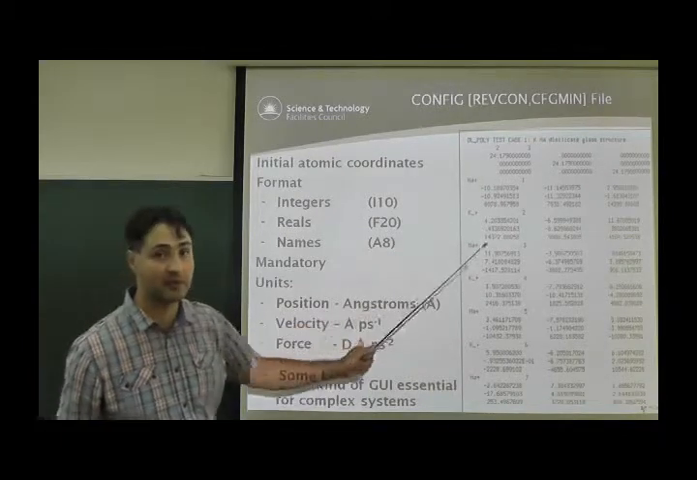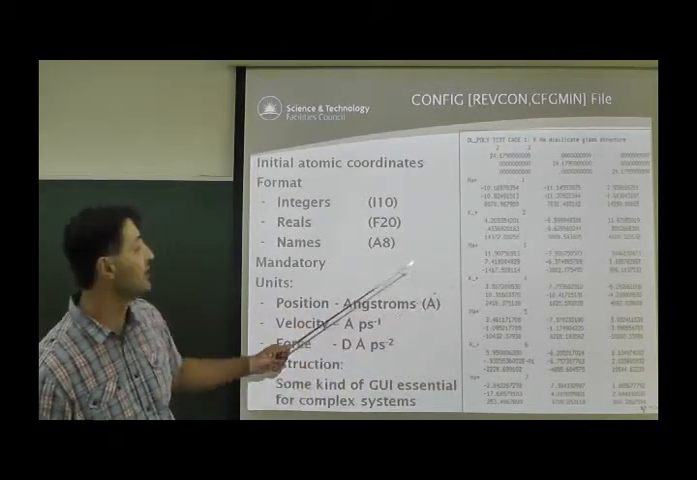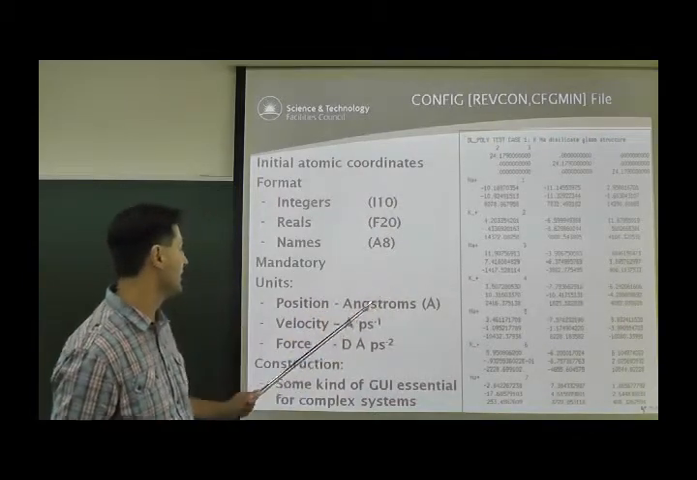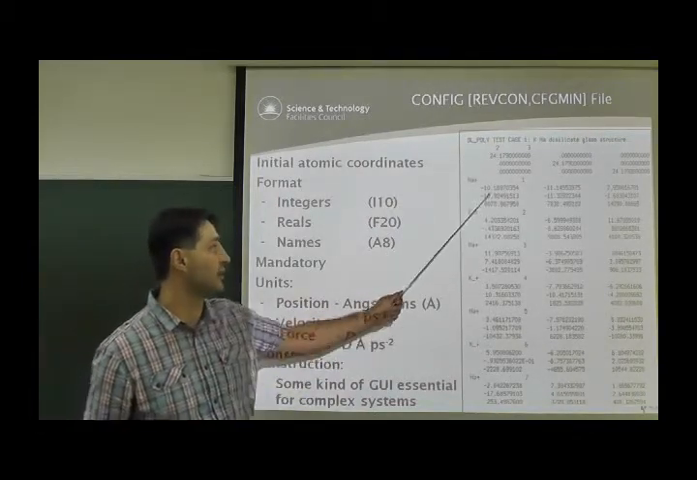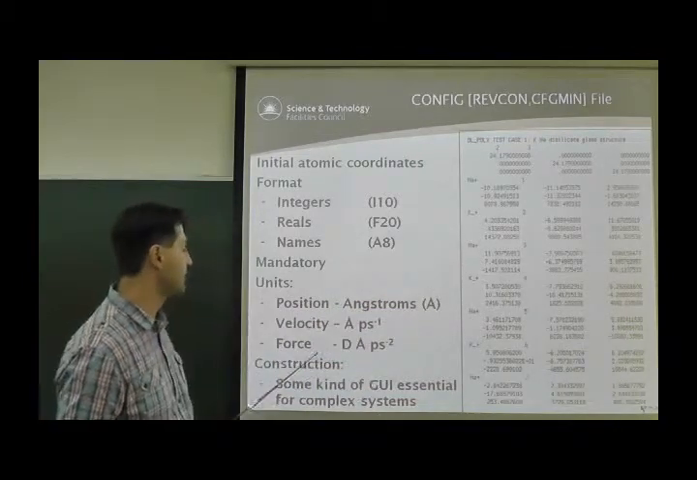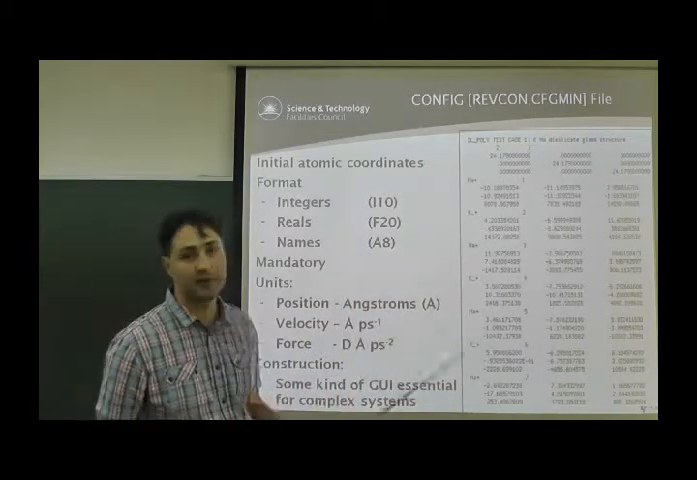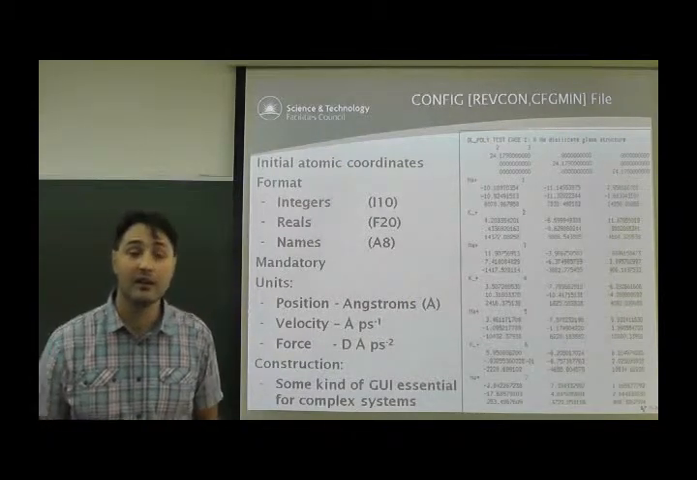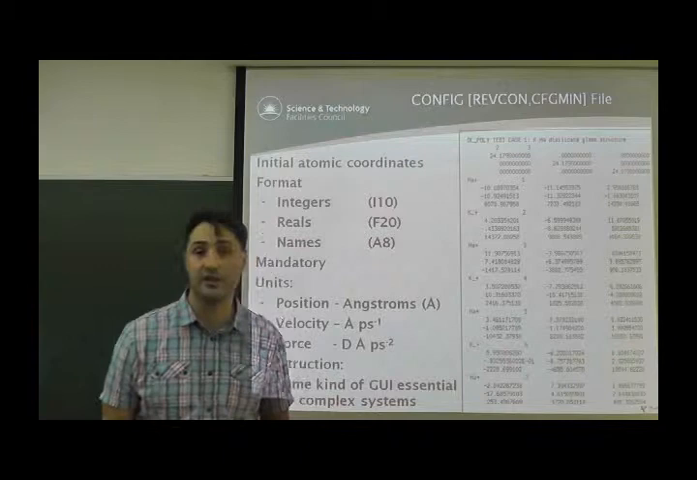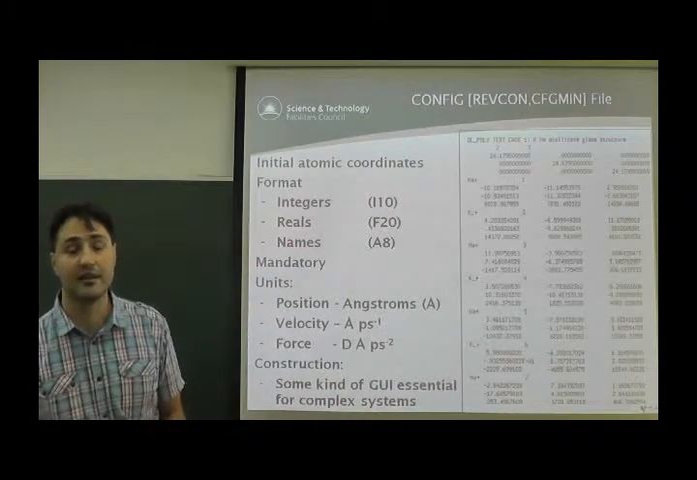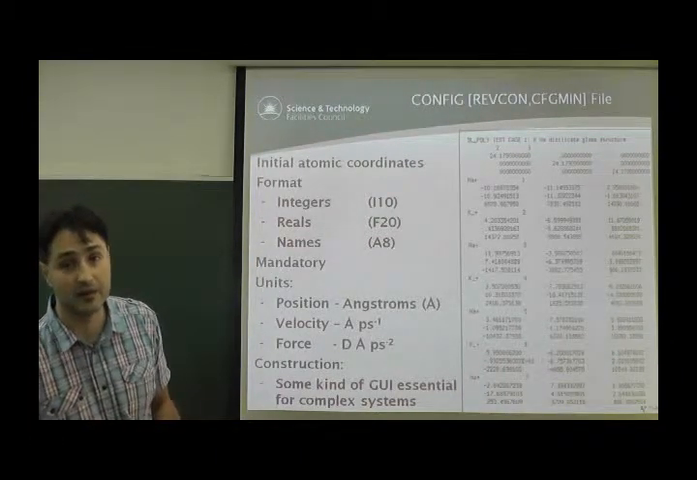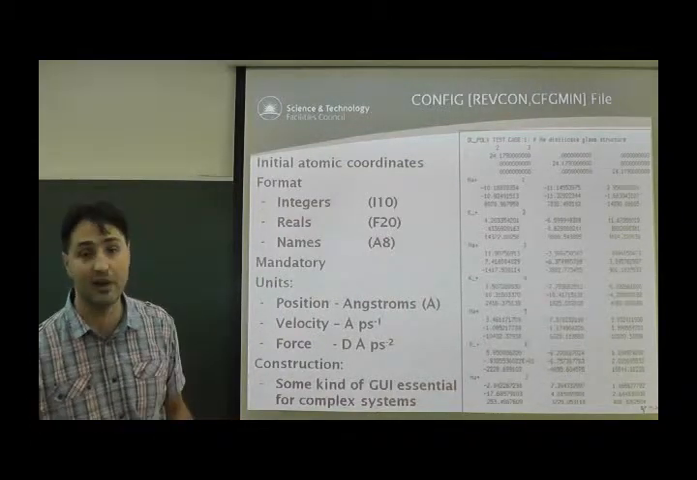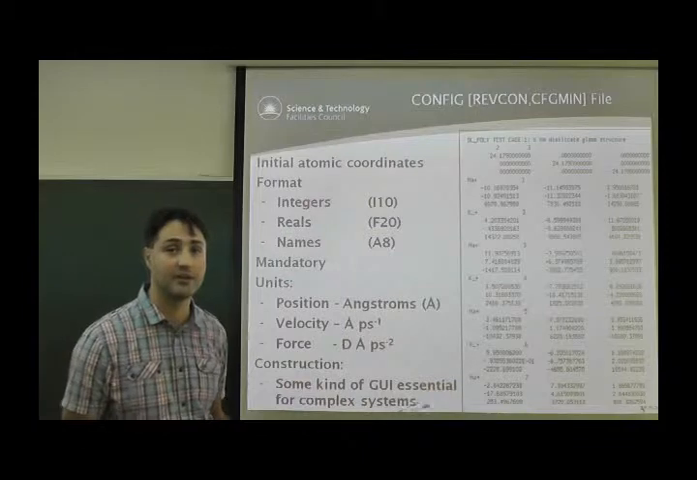And all these numbers, as I mentioned previously when I talked about units, bear some meaning. So positions will be in angstroms, velocities will be angstroms over picosecond, and the force will be Dalton angstrom over picosecond squared. To construct this file, some kind of GUI is essential. Writing it by hand is very, very difficult and cumbersome. For complex systems, you have to rely on a GUI. We'll talk about it later on as well.